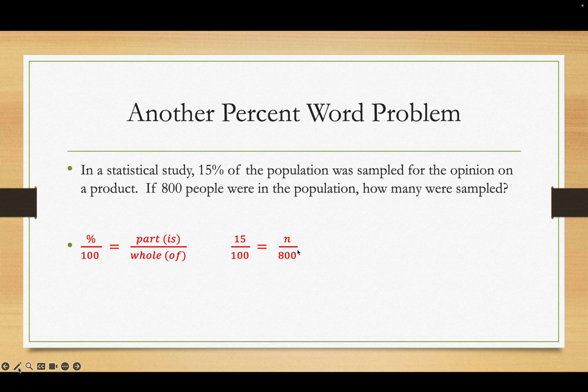I get 15 over 100 equals n over 800. Cross multiply: n times 100 equals 15 times 800, and I get 100n equals 12,000. Dividing by 100, I get n is equal to 120.